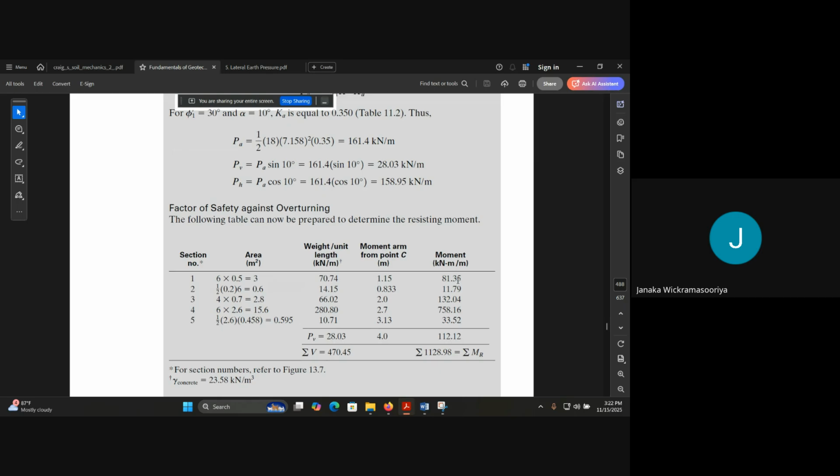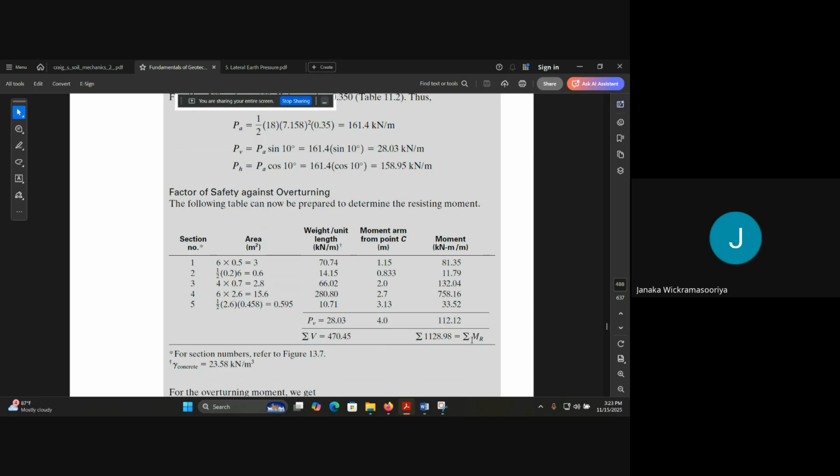Then you can take all the moments here. Right? Then this would be sigma MR. So find them also. Here they have assumed the gamma, or the unit weight of concrete, is 23.58.